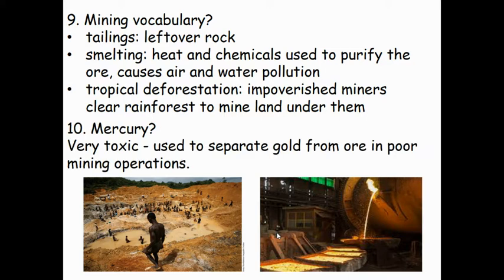Mercury is used to separate gold. In regulated mining areas, it cannot be used because it's toxic, but it's used in unregulated mining areas, especially in developing nations.